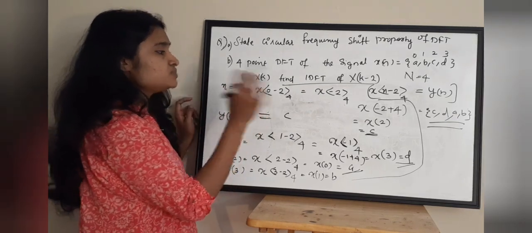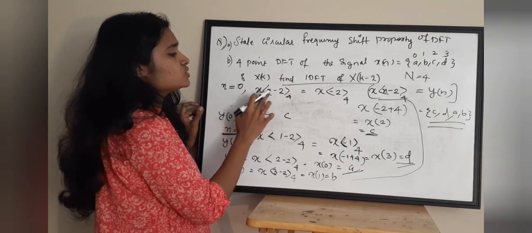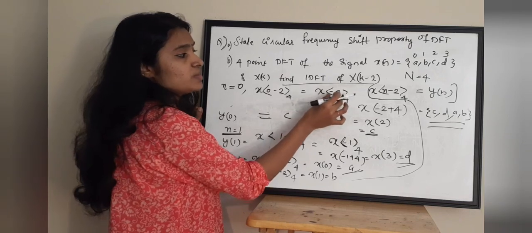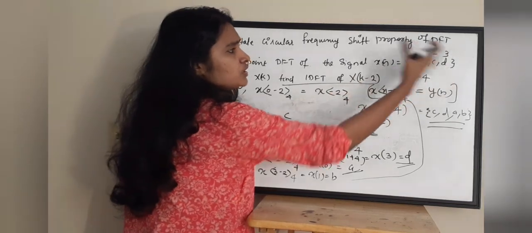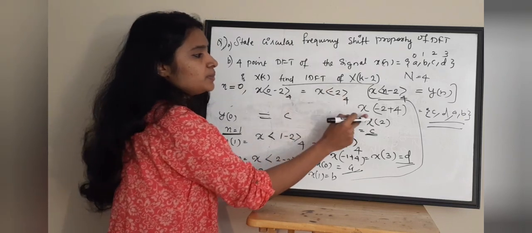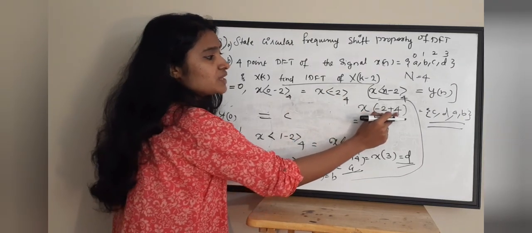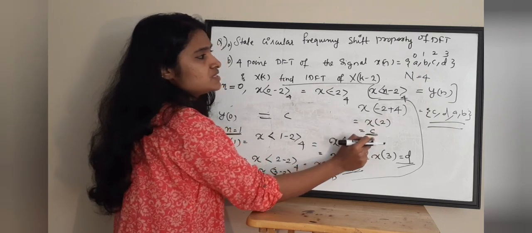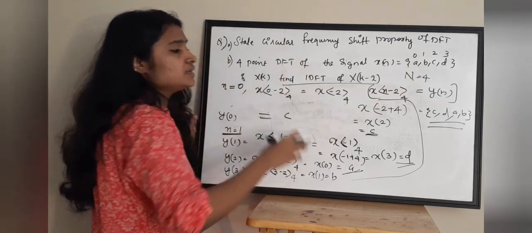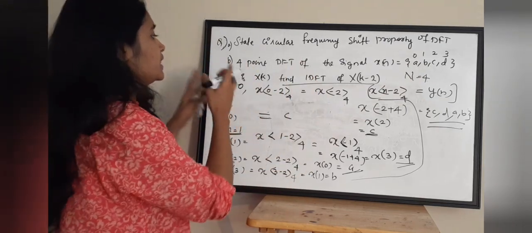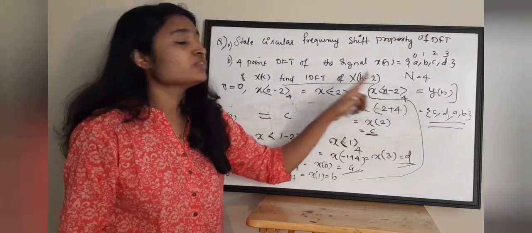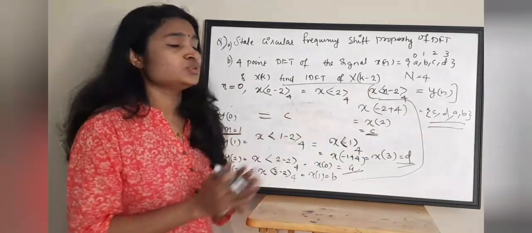So first, substitute the value of n as 0. Then x of 0 minus 2 is x of minus 2. You don't know the value of x of minus 2 because your original sequence is not defined for minus 2. But you know that the signal is periodic. So apply the periodicity property, that is minus 2 plus 4, that is x of 2, which is found from your original sequence, which is c. Similarly, find all the values for n equal to 0 to 3. Then you will get your IDFT of x of k minus 2. So this is how you have to do such problems.